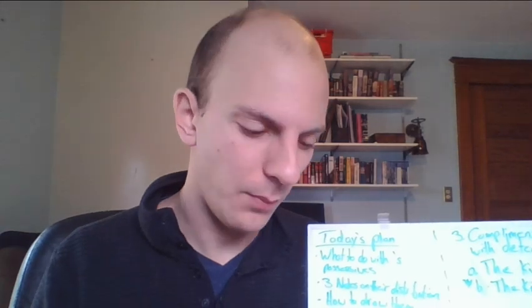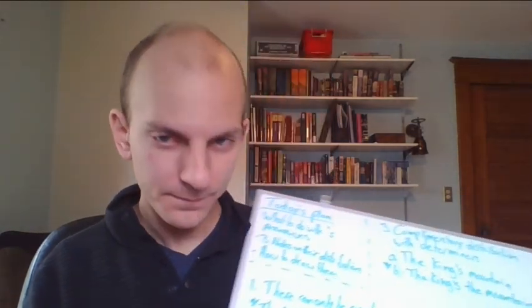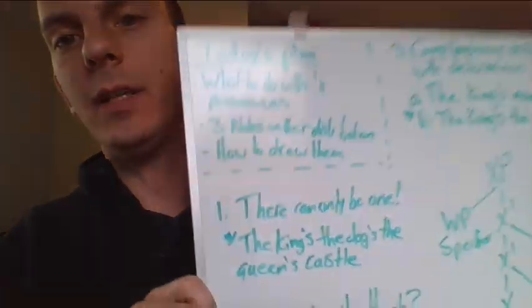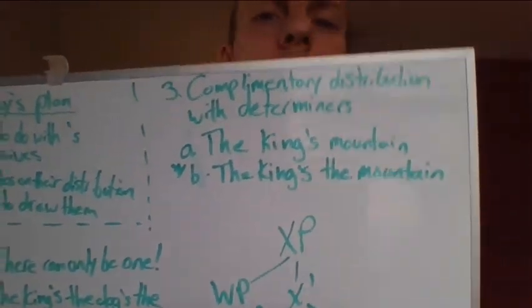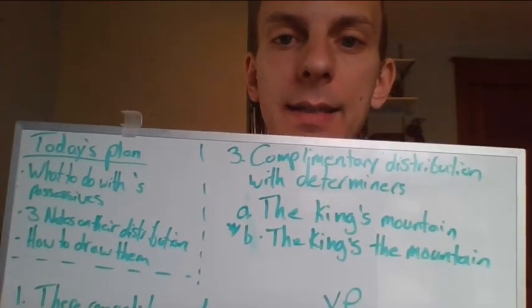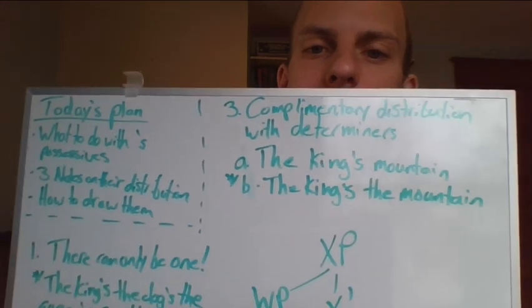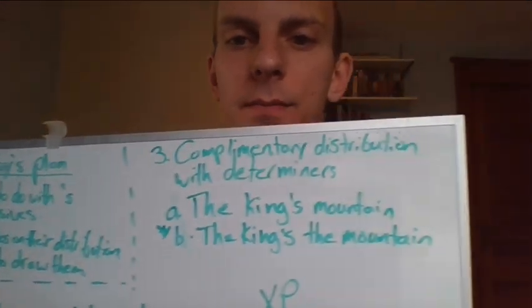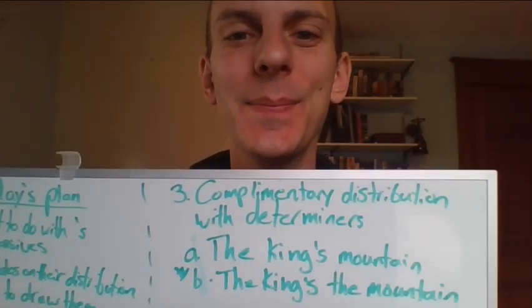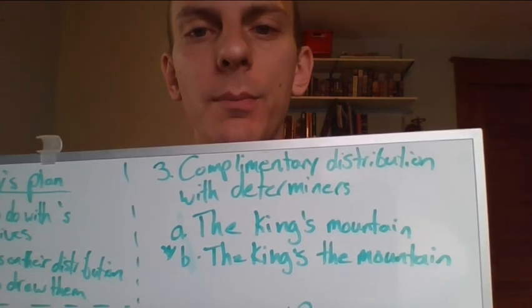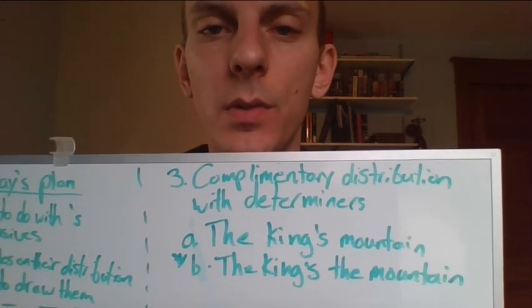Possibly the most important observation. All of these are going to be important in how we end up drawing these trees. Our last observation is that apostrophe S possessives appear in complementary distribution with determiners.